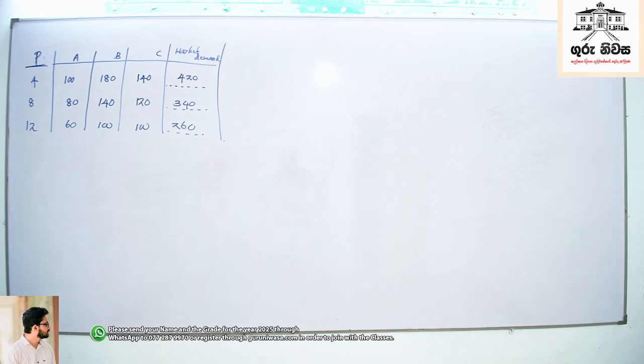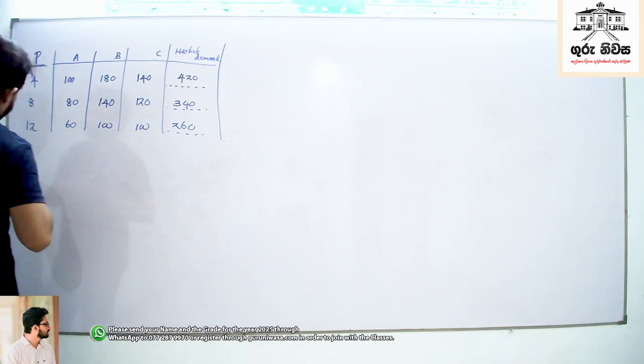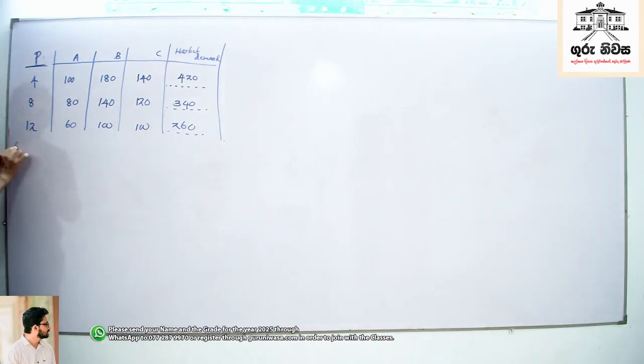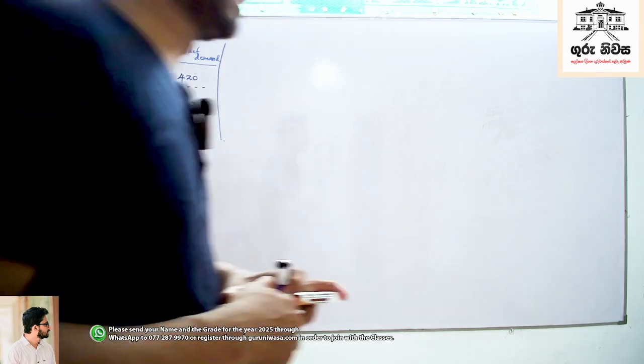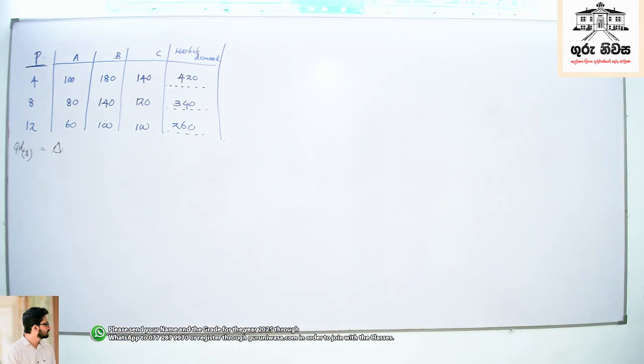What is the standard form for deriving a demand equation? I'm going to derive the demand equation for person A. What is the standard formula? QD equals A minus BP. QD equals A minus BP. Very good.